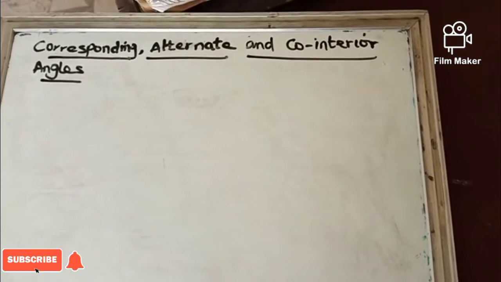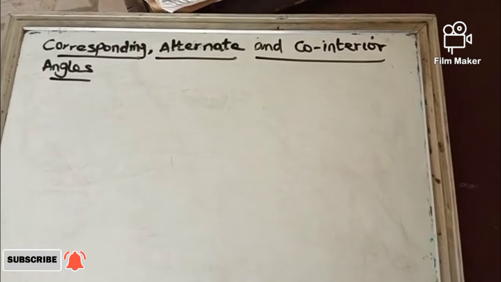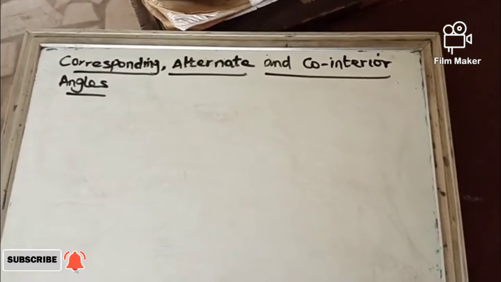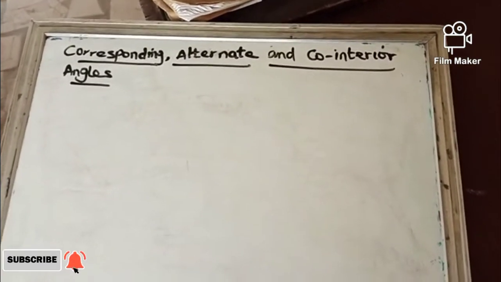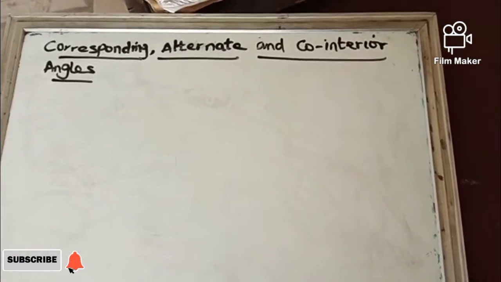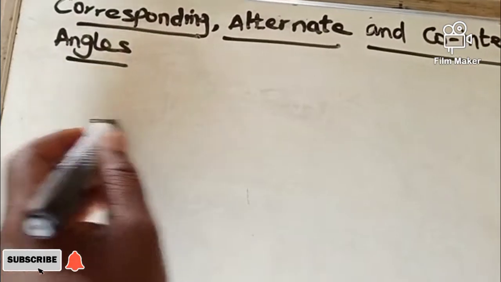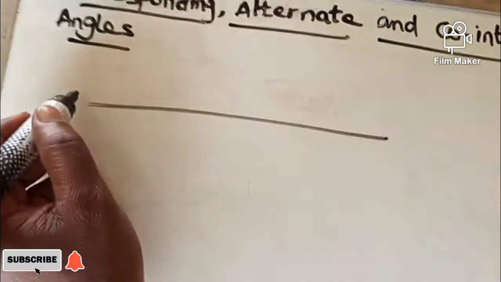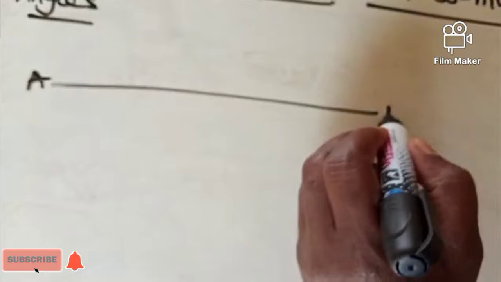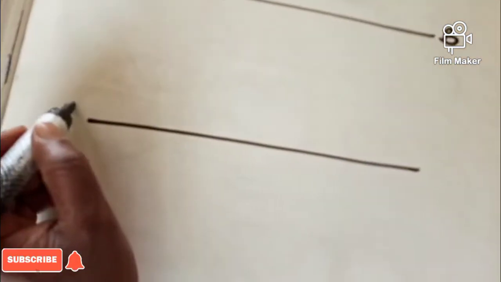Now let's take a look at corresponding, alternate, and co-interior angles. You can have corresponding, alternate, and co-interior angles when you have two or more parallel lines. For example, if you have a parallel line, let's say this is a straight line AB, you have another straight line CD.